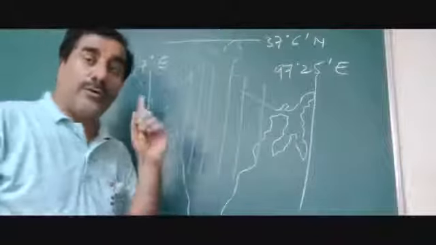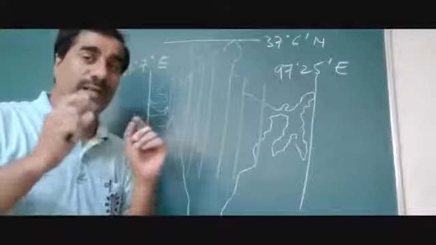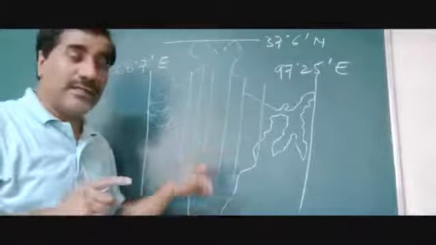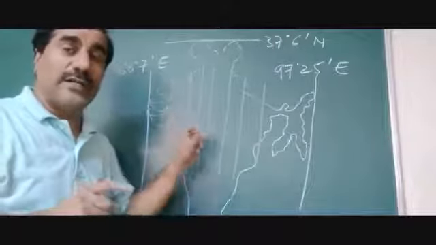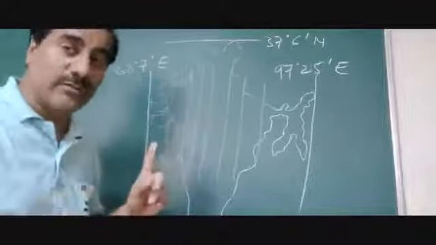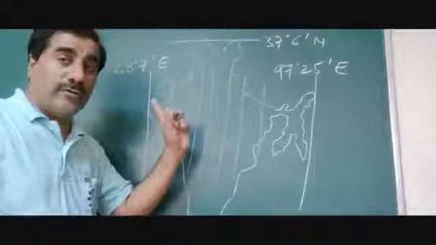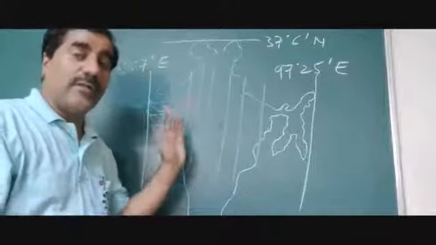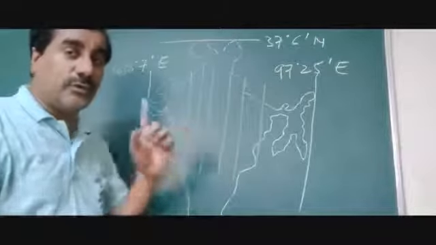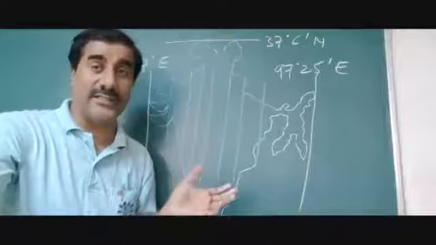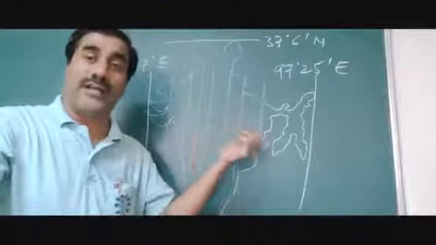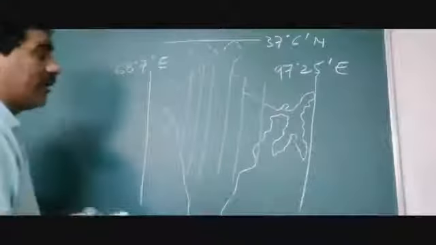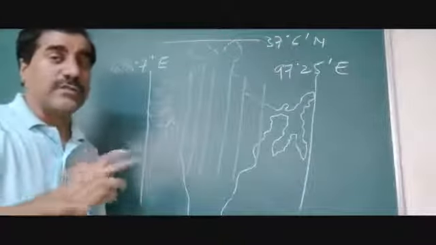So remember, longitude value will always be in east or west, not in north or south. And latitude value will always be in north or south. Longitude value is never in north or south, because these are vertical lines. So students may write the answer wrongly, writing east or west for latitude, and that will be a wrong answer. Don't use such terms. So these are the latitude and longitude sizes of our country.